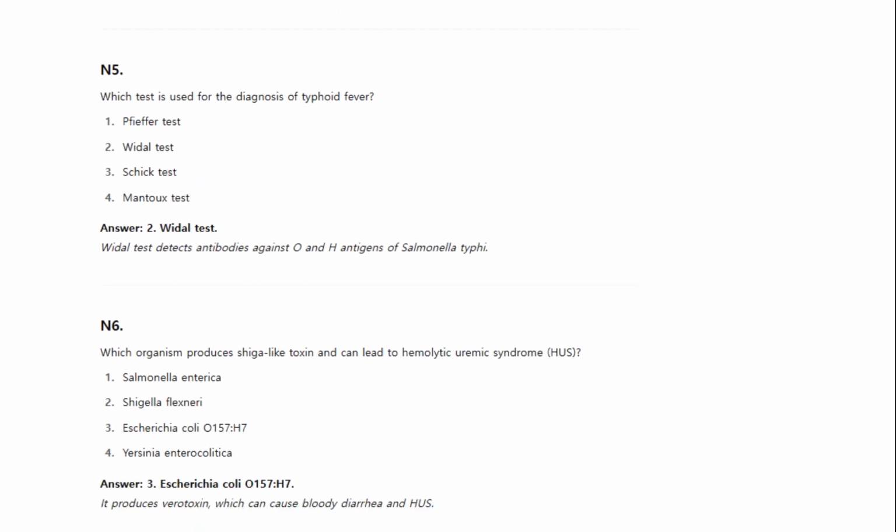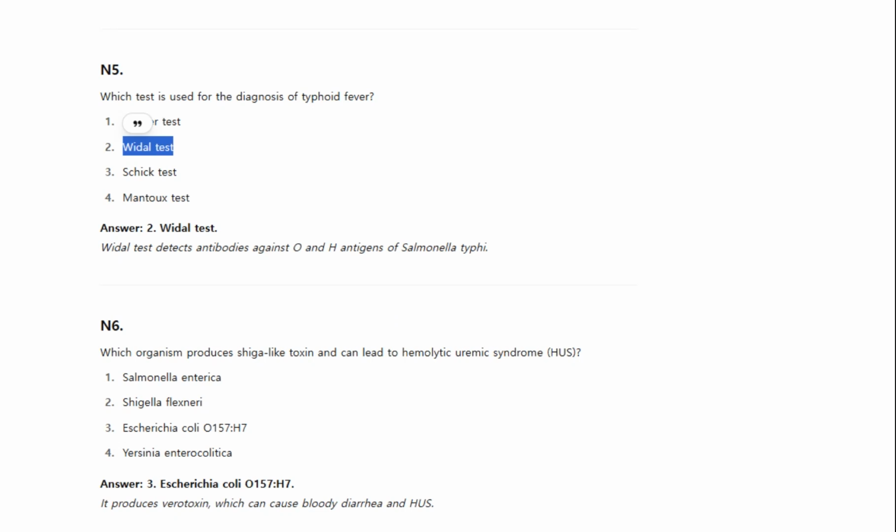N5. Which test is used for the diagnosis of typhoid fever? 1. Pfeiffer test. 2. Widal test. 3. Schick test. 4. Mantoux test. Answer: 2. Widal test. The Widal test detects antibodies against O and H antigens of Salmonella typhi.